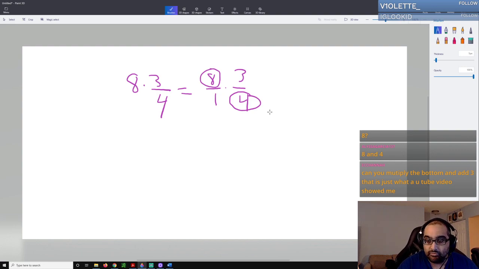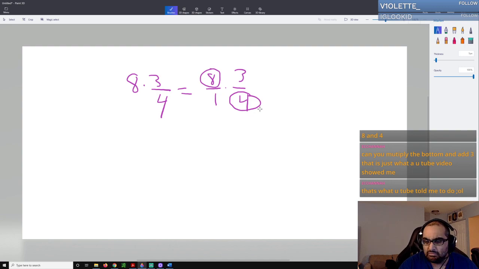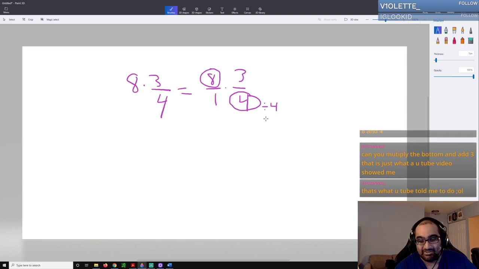Can you multiply the bottom and add 3? Wait, I don't understand why you would add 3. I'm not sure why you would do that. You have 1 times 4 here, but I'm not sure what that YouTube video told you to do. I'm just trying the most consistent method here.